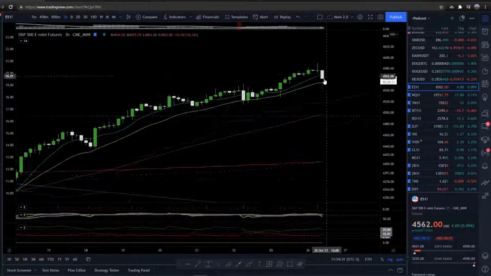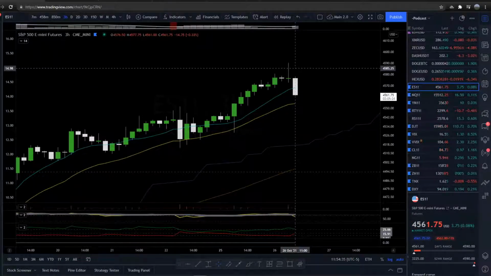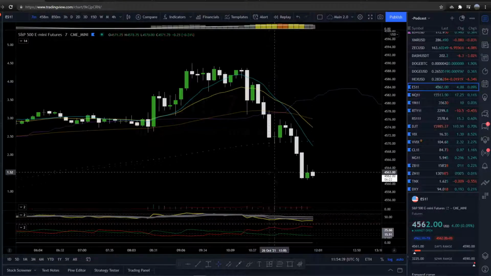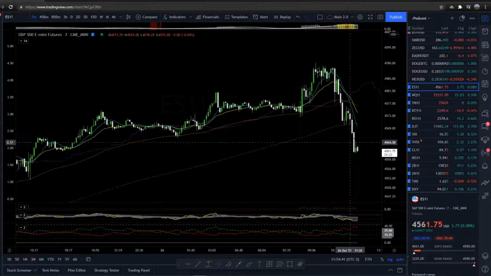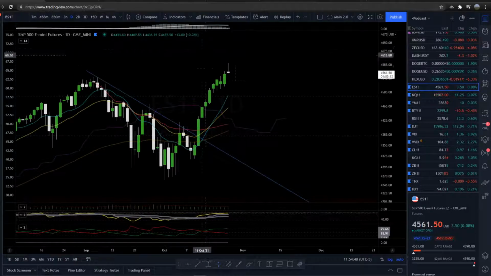I don't know, I don't like this setup as much. It would have been nicer if this 3 hour wicked up a little bit to the upper end of the range before selling off. This is pretty brutal. And on the 7 hour, we're actually below the 200 again. So, interesting. Interesting candle setup. Let's see how this daily closes.